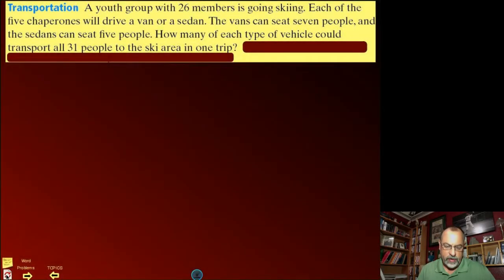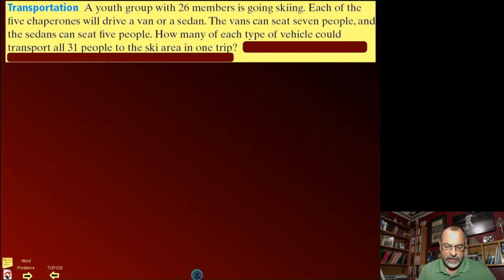Okay, on this problem we're looking at a youth group with 26 members going skiing. And each of the 5 chaperones are going to be driving either a van or a sedan. And the vans can seat 7 people, the sedans can seat 5 people. How many of each type of vehicle would you transport?